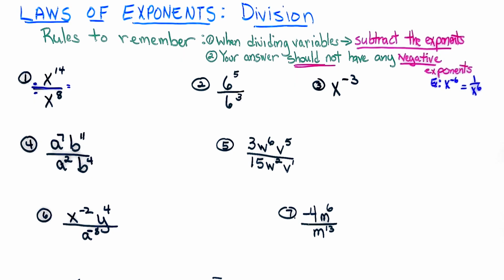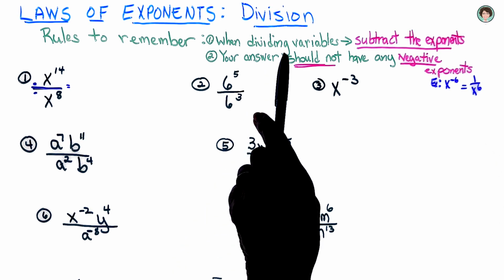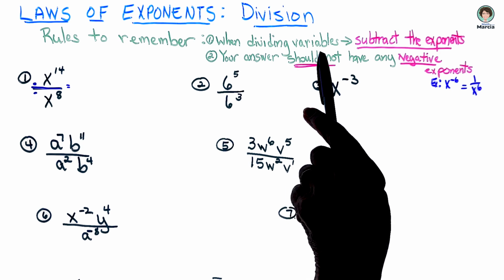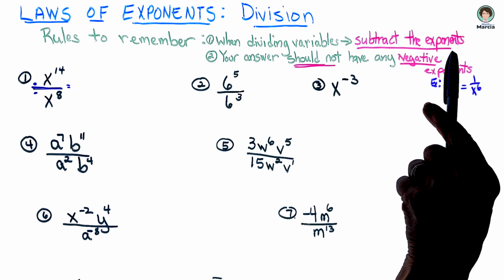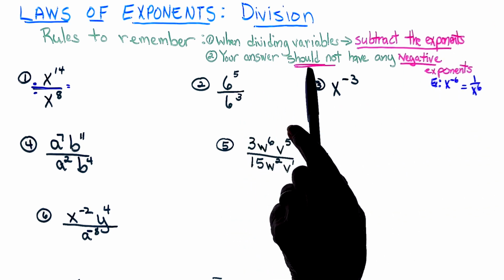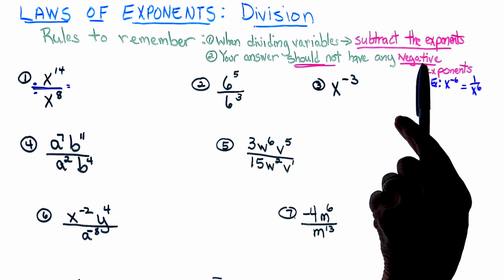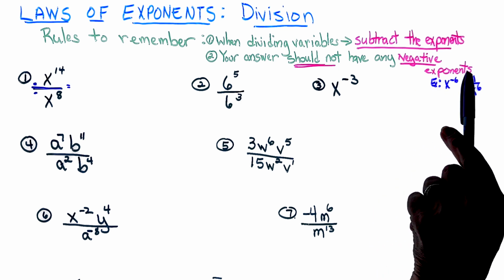This lesson is about laws of exponents, division. So our rule to remember is when dividing like variables, you subtract the exponents, and your answer should not have any negative exponents. So let's look at this example.